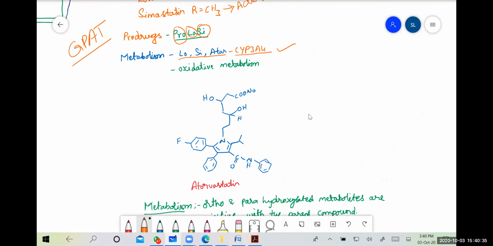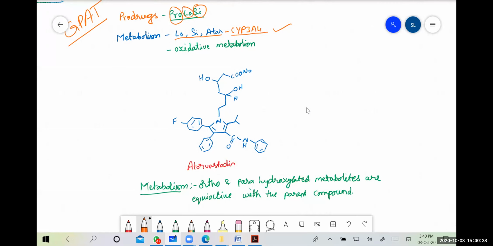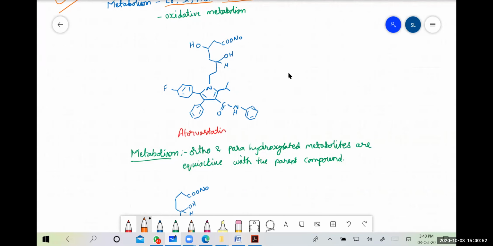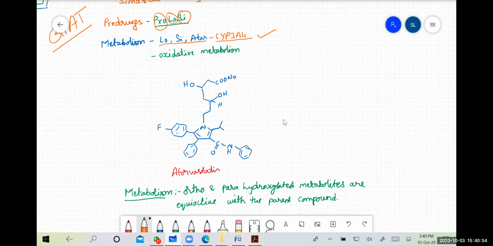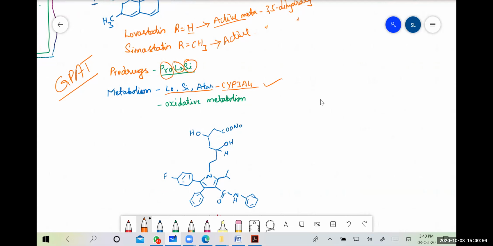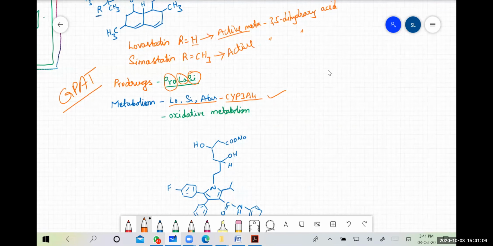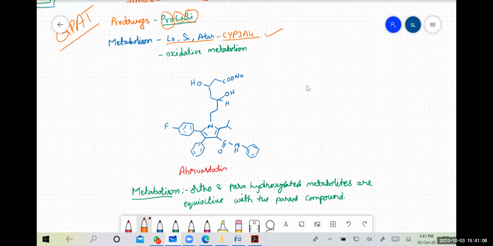Coming to what happens in the metabolism: oxidative metabolism occurs in the case of lovastatin and simvastatin. Oxidative metabolism means oxidation is seen in these particular compounds. That is what we have written, 3,5-dihydroxy acid derivatives. That is, on the third and the fifth position, there is formation of hydroxy groups, that is OH groups.